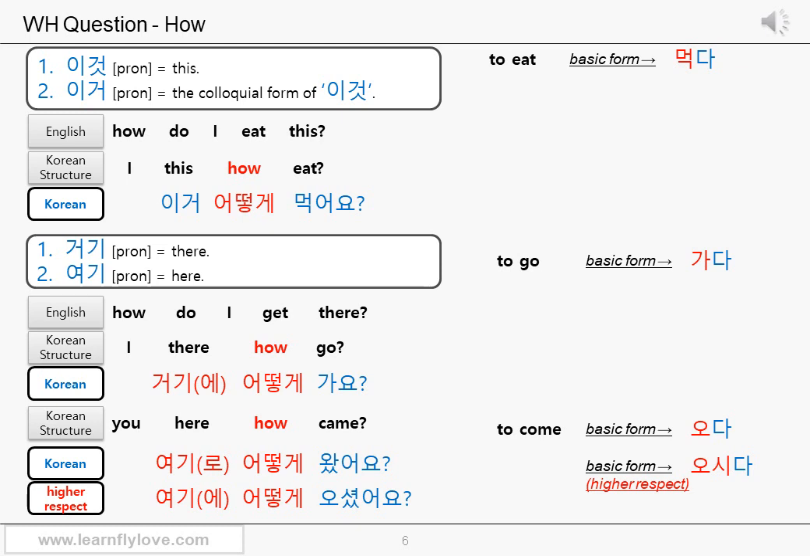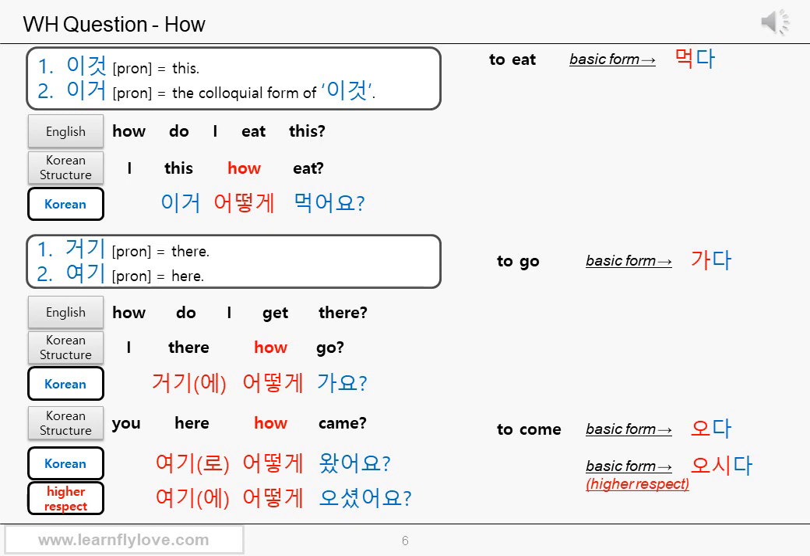If you add the subject "I" and the particle 가, 제가 이거 어떻게 먹어요? 제가, the subject, is emphasized with the subject particle 가. It sounds like, is it me who has to eat this? How on earth do I eat this? 제가 이거 어떻게 먹어요? Or 제가 이거를 어떻게 먹어요? Do you understand the nuance?